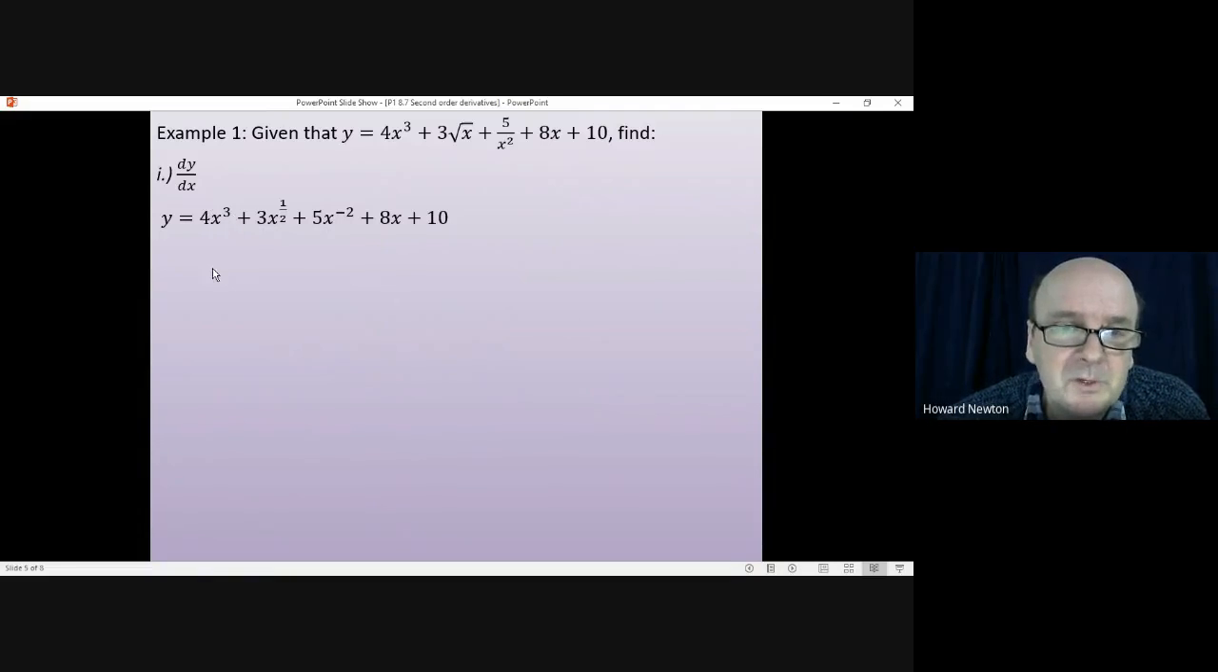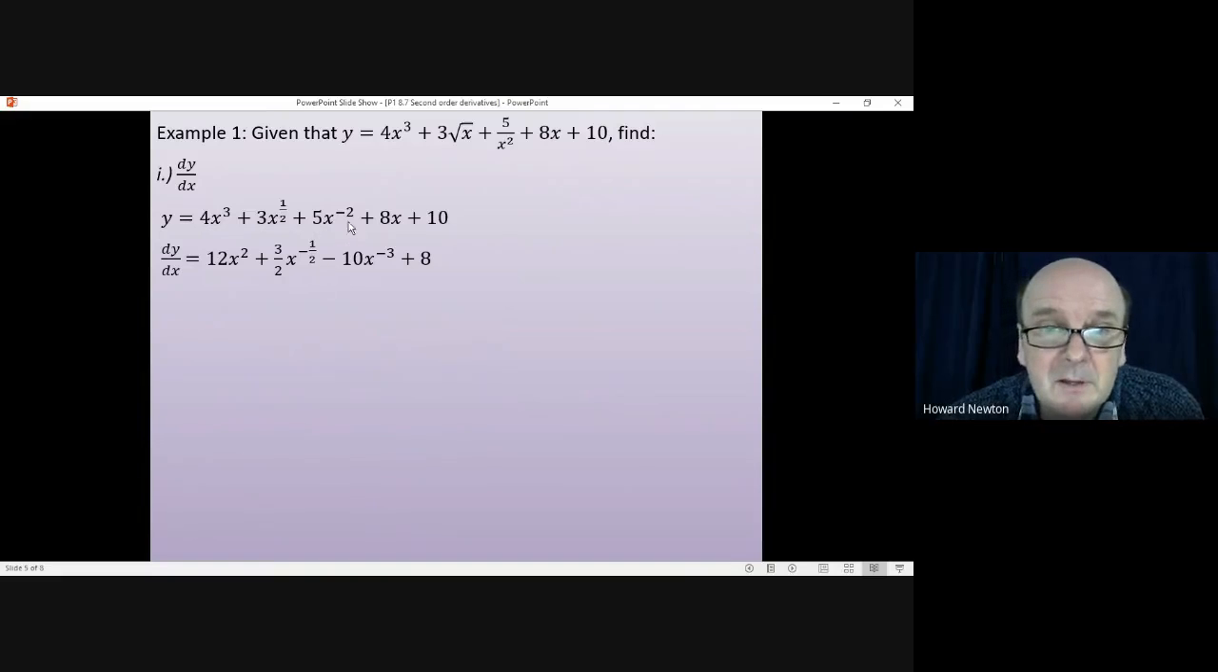Multiply the power, and then the power goes down by 1. So 3 times 4 will give me 12, and the power will go down to x squared. A half times 3 is 3 over 2. The power goes down by 1 to minus a half. Minus 2 times by the 5 gives me minus 10. The power goes down to minus 3. When I differentiate a constant times by x, I just get the constant, so I just get 8. And when I differentiate a constant on its own, it vanishes altogether.